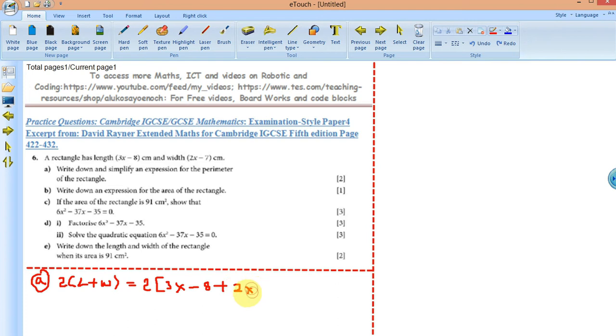minus 7. So we go ahead and collect like terms, so bring all the x together and the constant together. Then I have 2 into 3x plus 2x, that is 5x, and then minus 8 minus 7, that is minus 15. This is actually good. For me this is the simplified form, but let's just go ahead and open up. So that will be 10x minus 30.